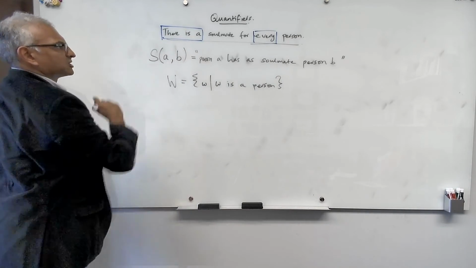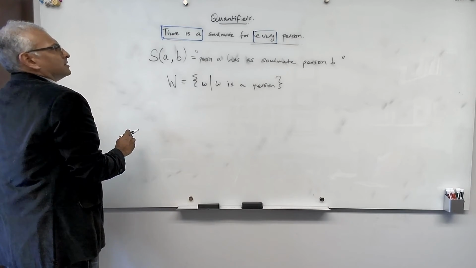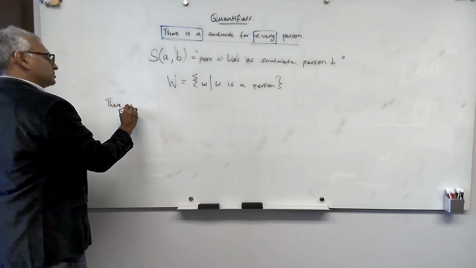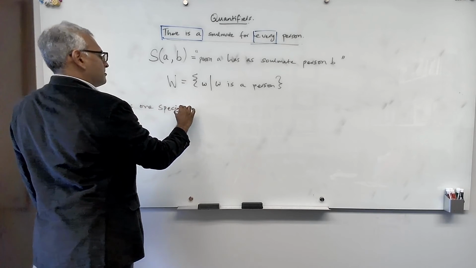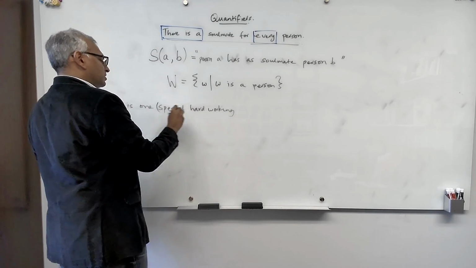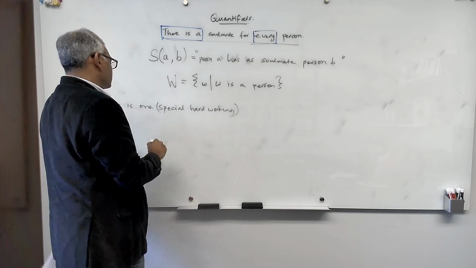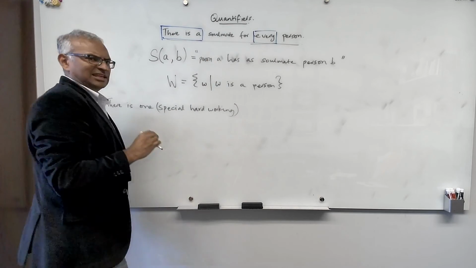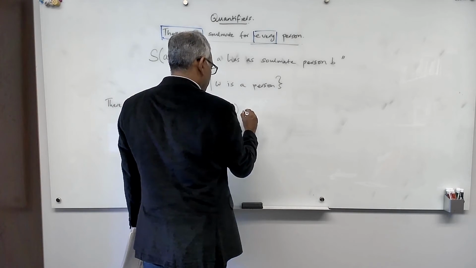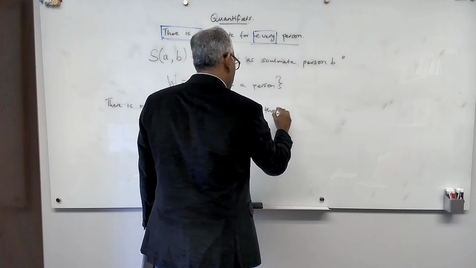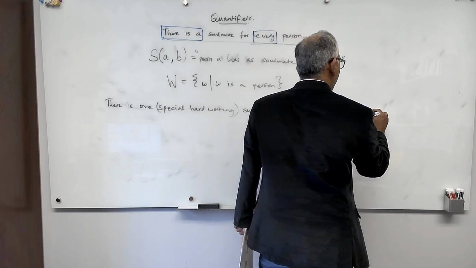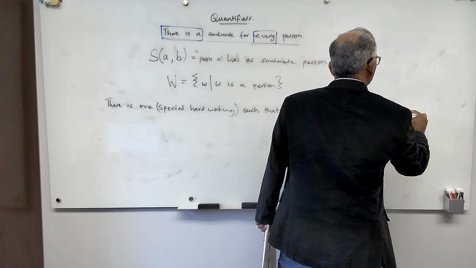Now, the first version of that says there is one special soulmate. There is one special hardworking, I'll put special hardworking in parentheses, just to imply that, that's not actually in the statement, but that's what we really mean, that there's this hardworking soulmate such that that person is a soulmate to everyone.